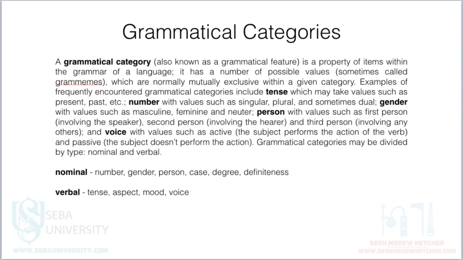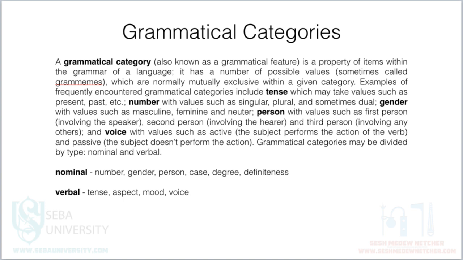So what are grammatical categories? A grammatical category, also known as a grammatical feature, is a property of items within the grammar of a language. It has a number of possible values, sometimes called grammemes, which are normally mutually exclusive within a given category.